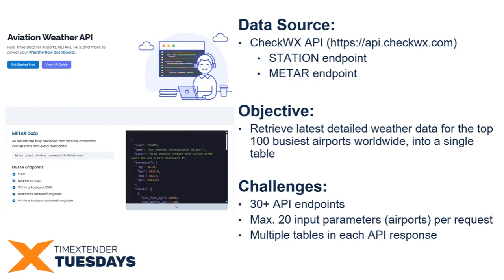But there's going to be challenges along the way. There are over 30 individual API endpoints at this site, each of which supports only 20 input parameters per API call, which in this case are airports. And the responses from those endpoints will result in a large number of tables from each API call.